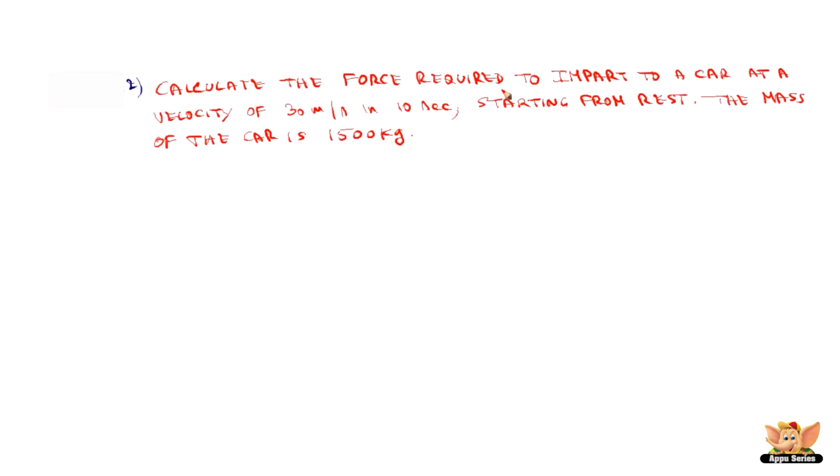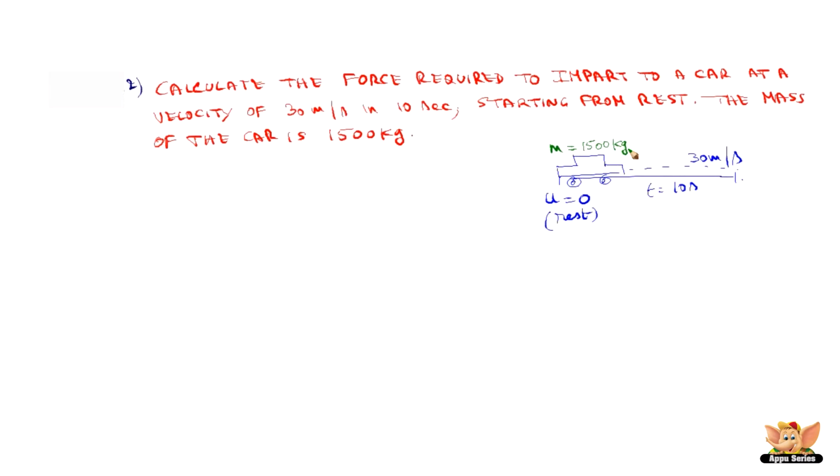Calculate the force required to impart to a car a velocity of 30 meters per second in 10 seconds, starting from rest. The mass of the car is 1500 kg. So a car is moving on the road starting from rest. That means U, the initial velocity, is 0. Now it is moving and acquired a velocity of 30 meters per second in 10 seconds. And the mass of the car is given as 1500 kg.